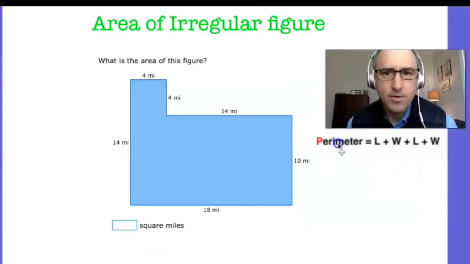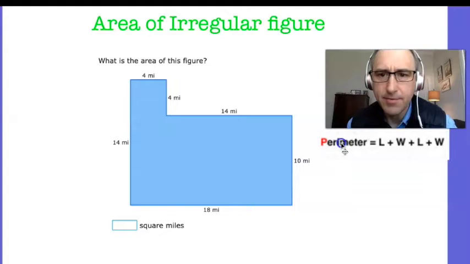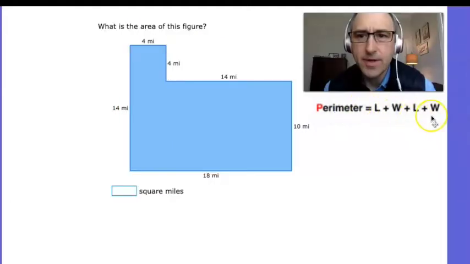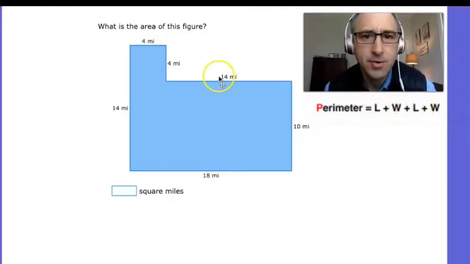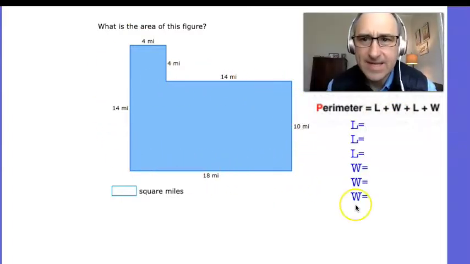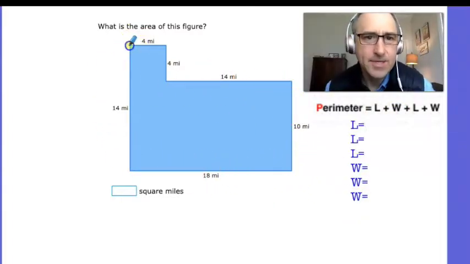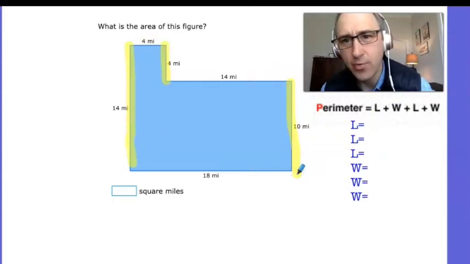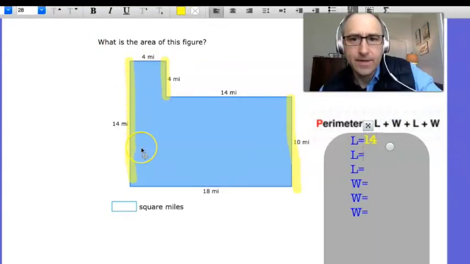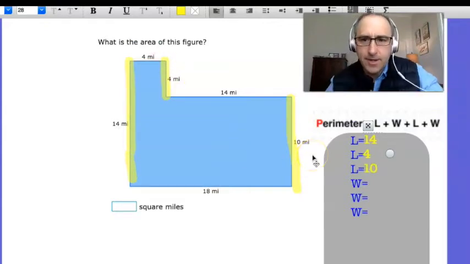So remember, to find perimeter, add the lengths and the widths. Now it's however many lengths and widths. 1, 2, 3, 4, 5, 6 things to add together. In this case we have 1 length, 2 lengths, and 3 lengths, or we could call them heights. We're going to have that length of 14, a length of 4, and then another length of 10.